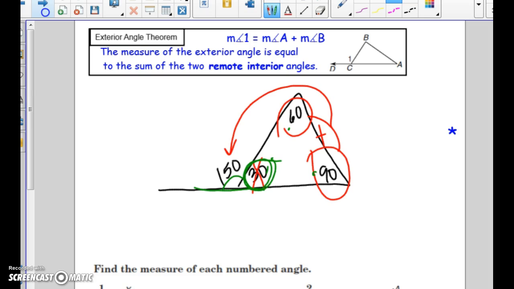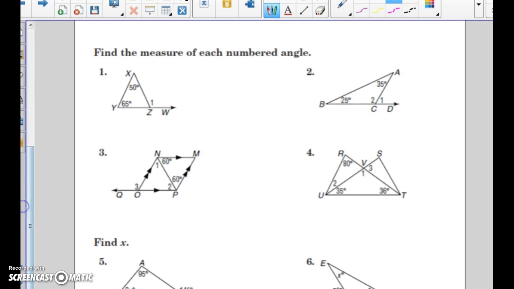I want you to look at 1, 2, 3, and 4. Okay, so on this one, we're trying to find number 1. Where is it located? On the outside. On the outside, so it's called exterior. What do you know about these two angles? They're going to equal that exterior angle, so all you have to do is add. Where are they? On the interior. Are they adjacent or are they remote? Remote. So 65 plus 50 equals 115. That's how big this one right here is.